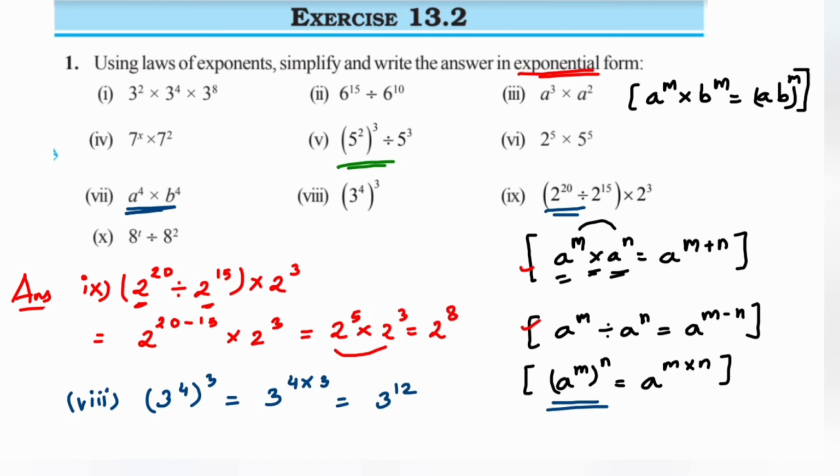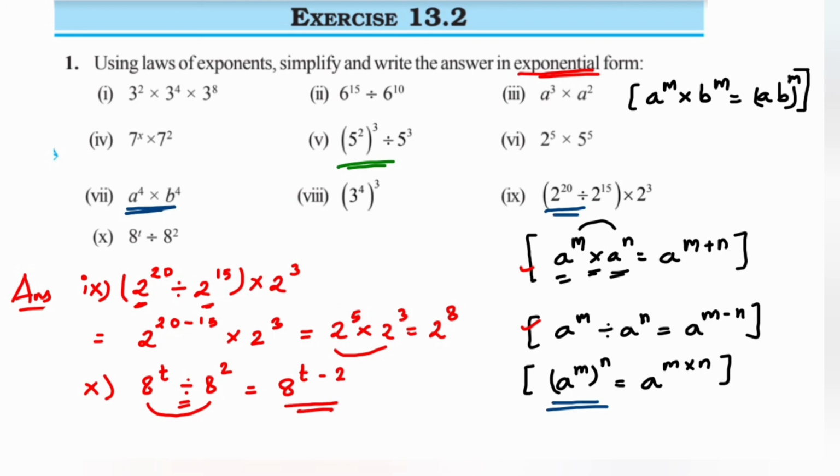Then we have the last question, 10th one. So in the 10th question we have 8 to the power t divided by 8 squared. So again, if you observe, bases are same, we are doing division here, so exponents get subtracted. So this will be 8 to the power t minus 2. That's it. We cannot solve further because t is a variable, right? So we're going to keep it like that.